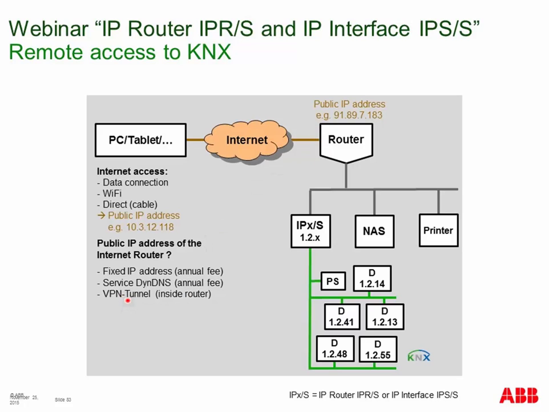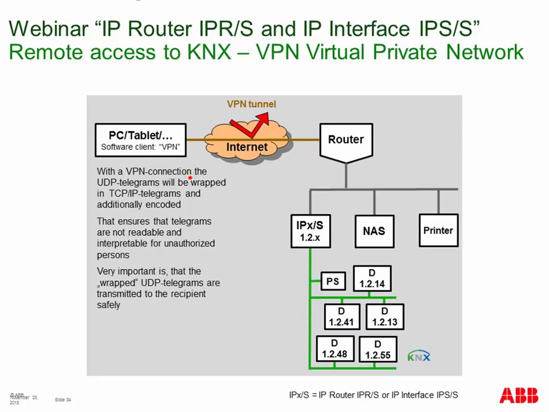Another solution is to use a VPN tunnel, which I think is the best solution. Via the VPN tunnel, our complete UDP telegrams, which we use in our KNX world or for downloading, are wrapped into TCP/IP telegrams, which are also acknowledged and repeated, and of course maybe also encrypted. Then it's guaranteed that these telegrams really go via the World Wide Web to our router at home, and then are forwarded into our KNX world.